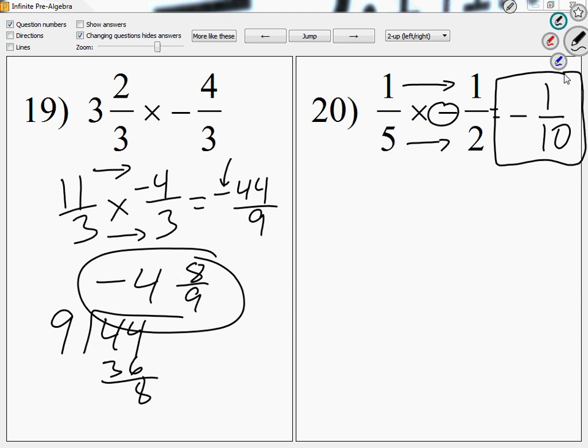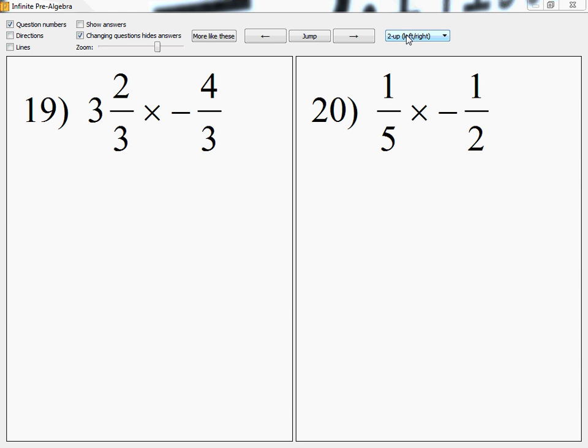For addition, subtraction, you need common denominator. For multiplication, you don't. Just multiply straight. Any questions up until 24? Let's take a look at number 25.